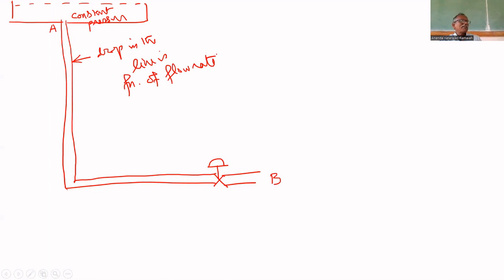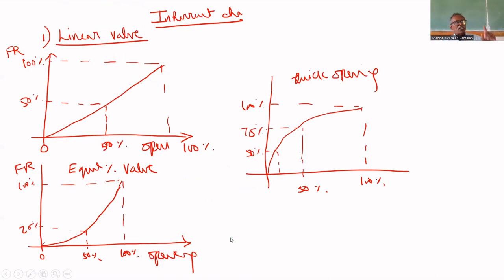If you open the valve fully, the flow rate will be maximum, so the drop in the line will be more. If you open 25%, the flow rate is very small, so the drop in the line will be minimum. That's why the pressure drop across the valve is not constant. But what we have seen is that only if the pressure drop across the valve is constant will it be linear, equal percentage, or quick opening.